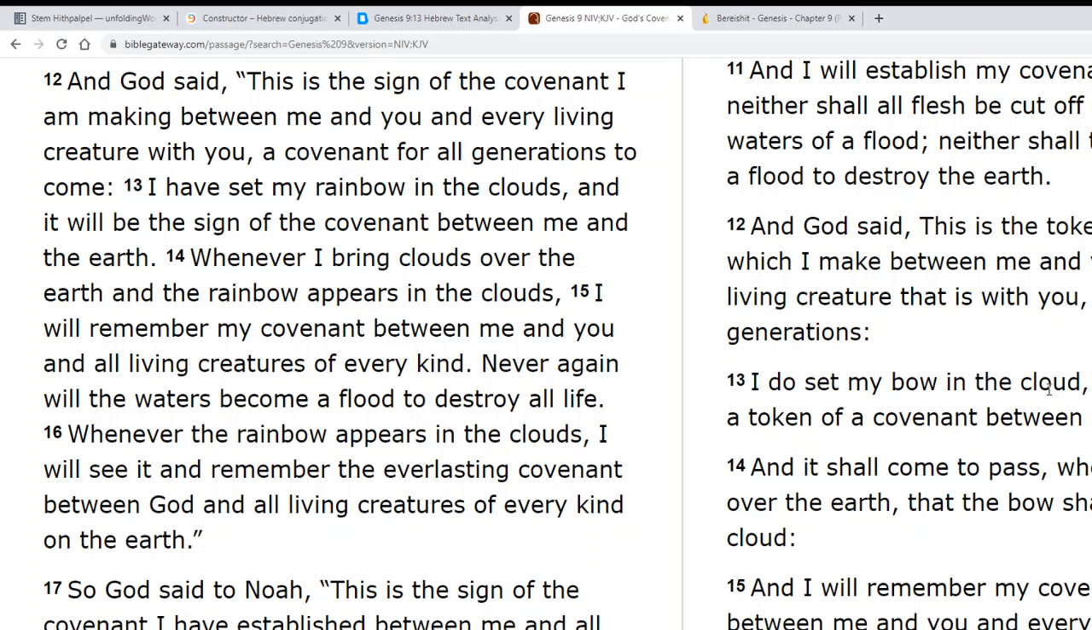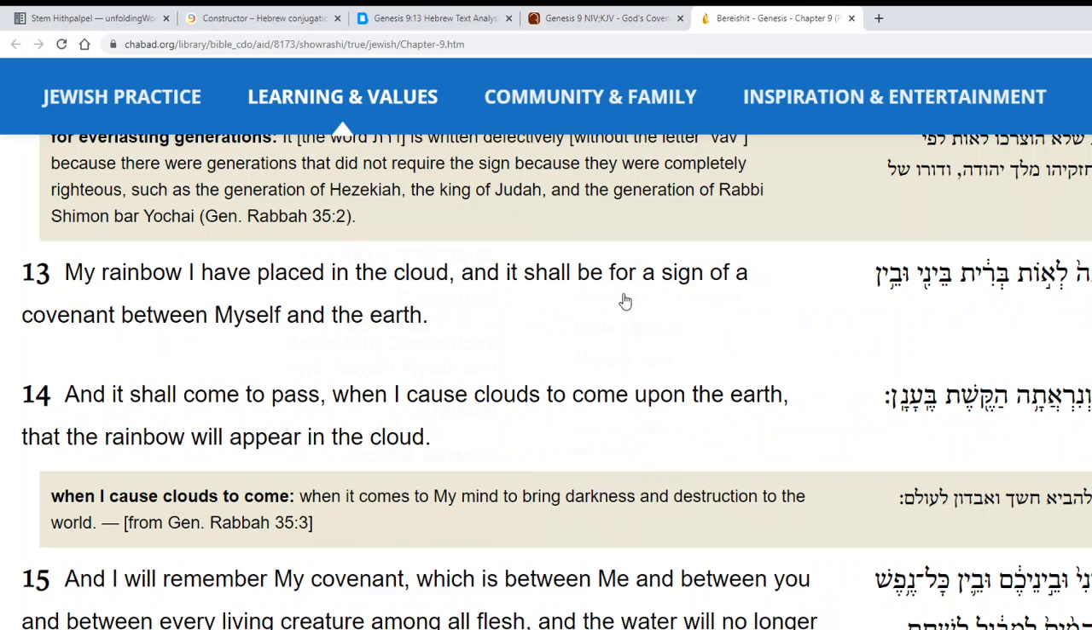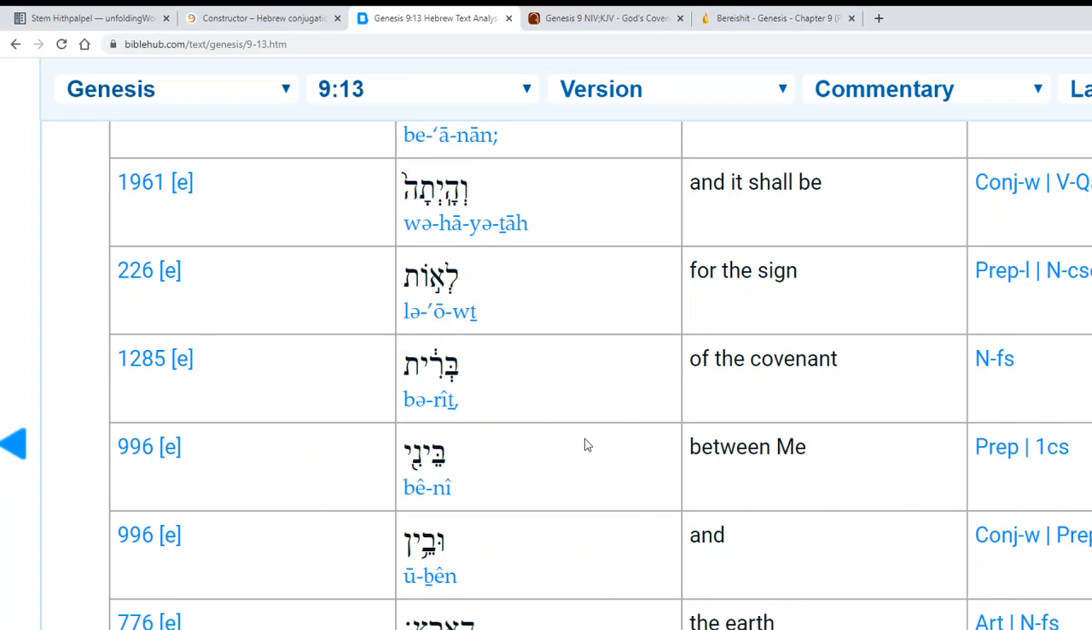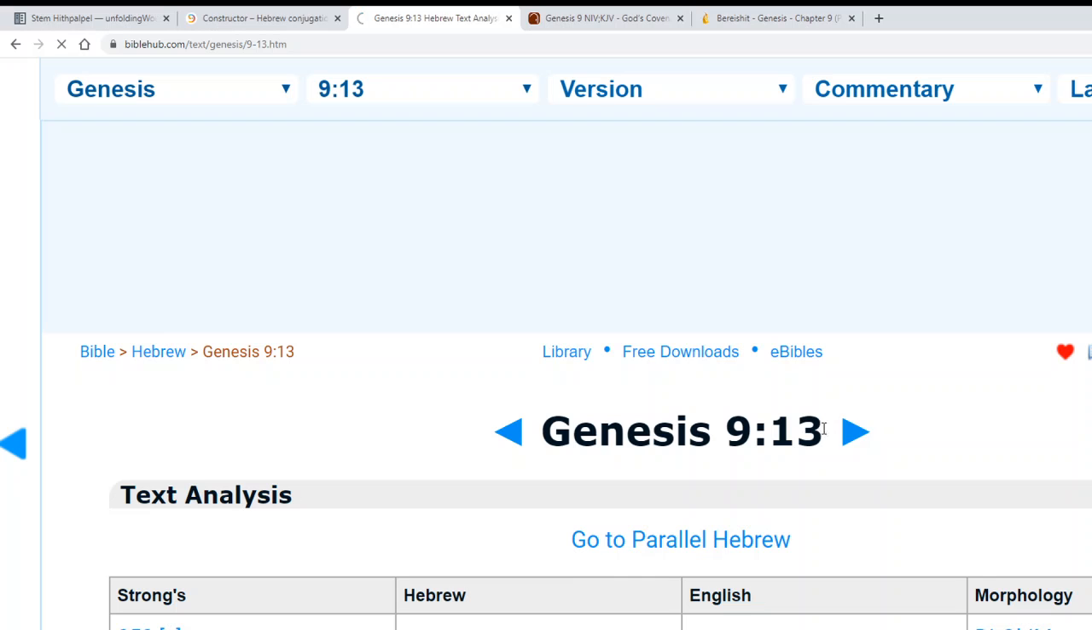Verse 13. I do set my bow in the cloud, and it shall be for a token of a covenant between me and the earth. And I would probably just translate bow, not rainbow. This is the NIV: I have set my rainbow in the clouds, and it will be the sign of the covenant between me and the earth. Chabad, verse 13: My rainbow, they also did rainbow, I have placed in the cloud, and it shall be for a sign of a covenant between myself and the earth. I would just put bow, not rainbow. But that's me.